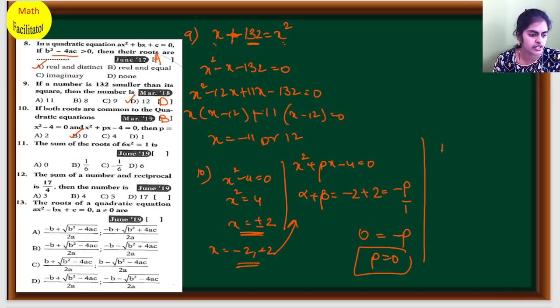You have question number 11. 6x square minus 1 equal to 0 is the equation actually. The sum of the roots is nothing but minus b by a.